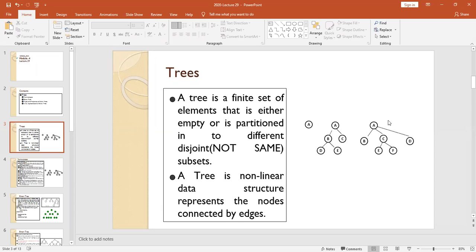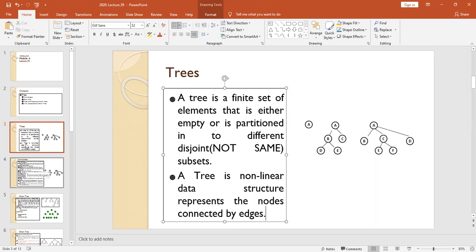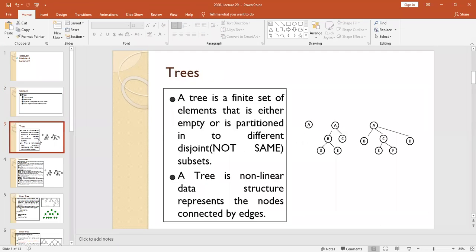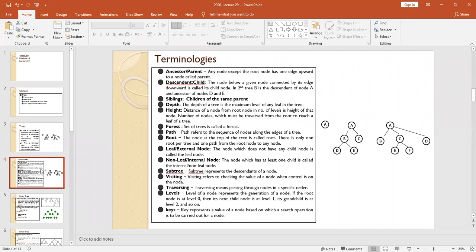Similarly, come to here. How many nodes do you have? 1, 2, 3, 4, 5, 6 nodes are there. How many edges do you have? 1, 2, 3, 4, 5 edges you have. So that is up to the definition part. Okay, so under trees now we have seen this. Next, we come to the very important part, terminologies.